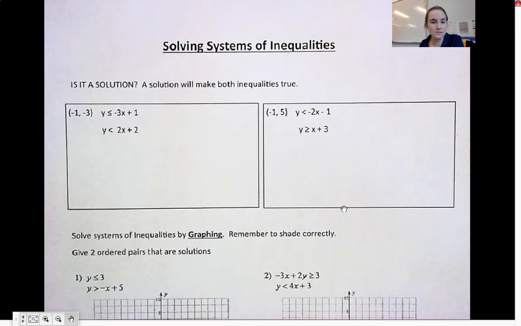Hi, this is the second part of your Chapter 3, Lesson 2. We're talking today about solving systems of inequalities.